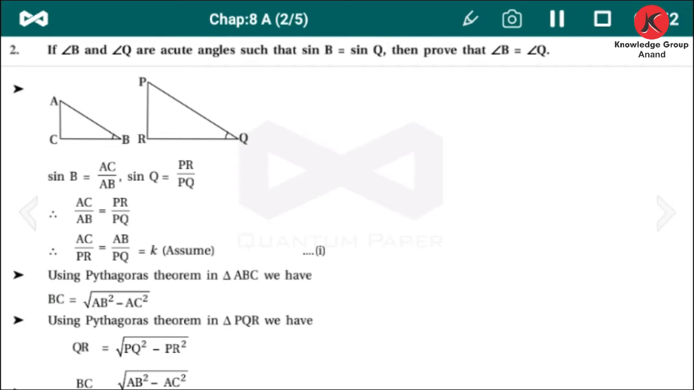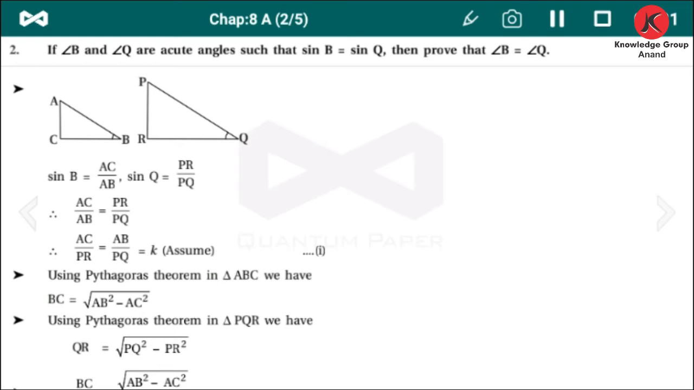Sin B is opposite upon hypotenuse, AC upon AB, and sin Q is equal to PR upon PQ. Here given that sin B is equal to sin Q, therefore putting values, AC upon AB is equal to PR upon PQ. We take AC upon PR is equal to AB upon PQ is equal to K, using invertendo.